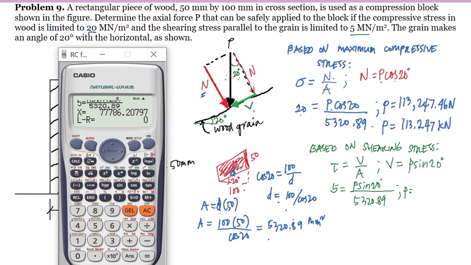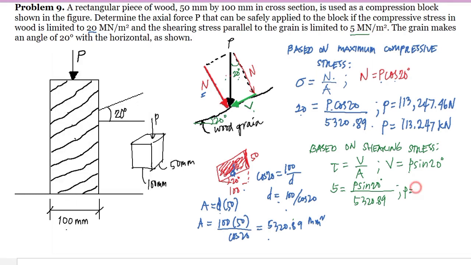and we have 77,786.21 Newton. Now if we are going to express this in kilonewton, so we have P is equal to, divide by 1000, so that's 77.786 kilonewton.